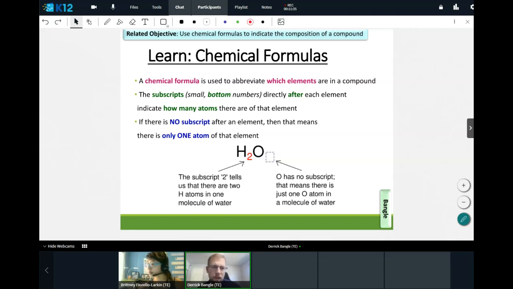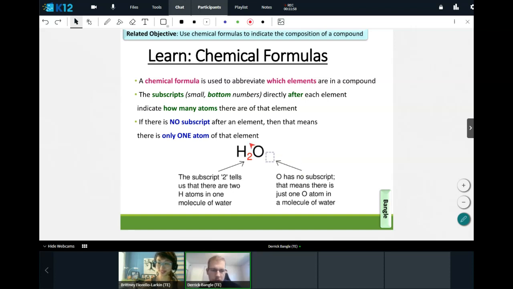So a chemical formula is used to abbreviate which elements are in a compound. So it's kind of like a series of letters and numbers. The subscripts, or the small bottom numbers directly after each element, indicate how many atoms there are of that element. So if there is no subscript after an element, that means there's only one atom of that element.